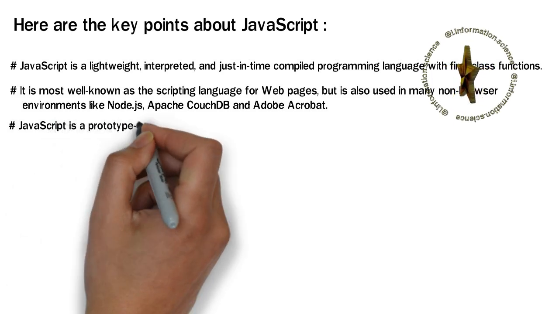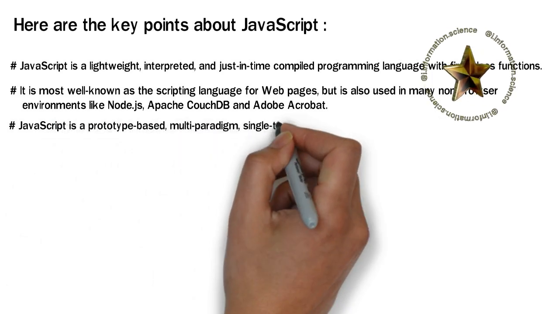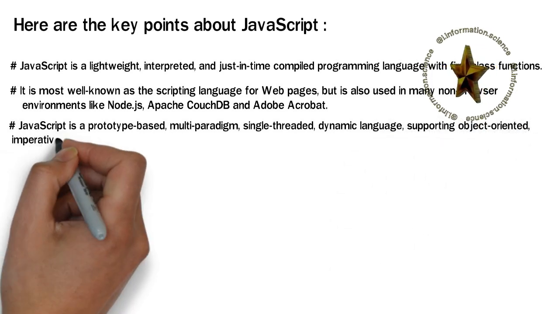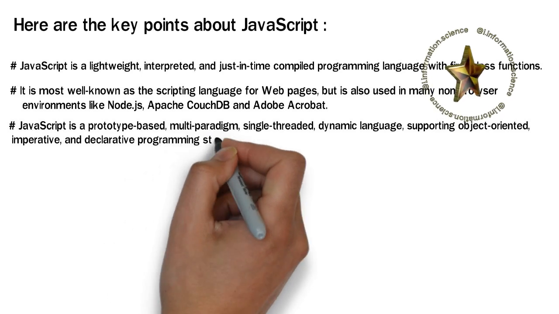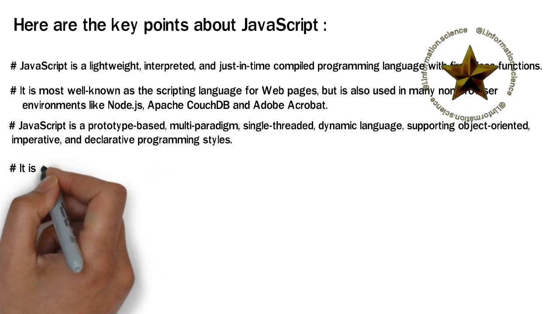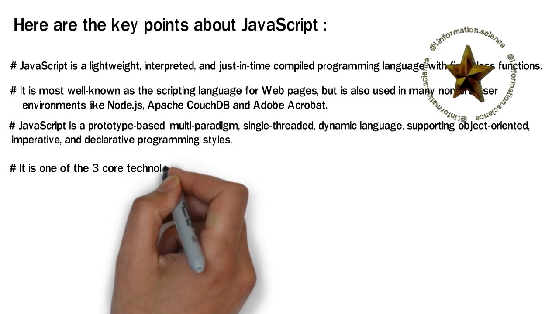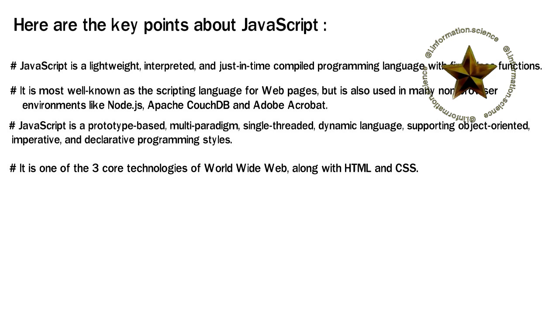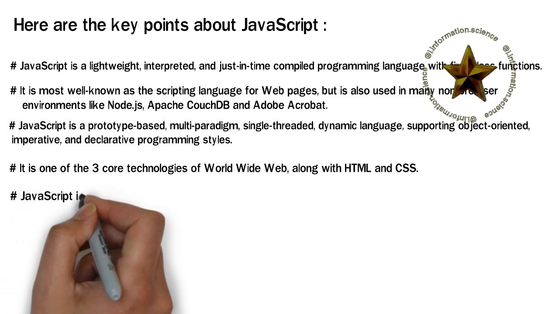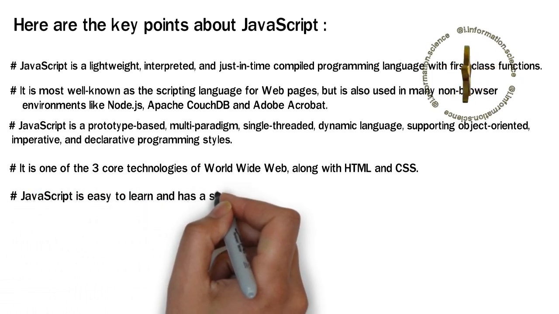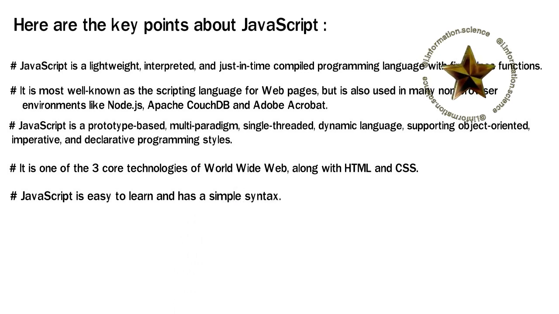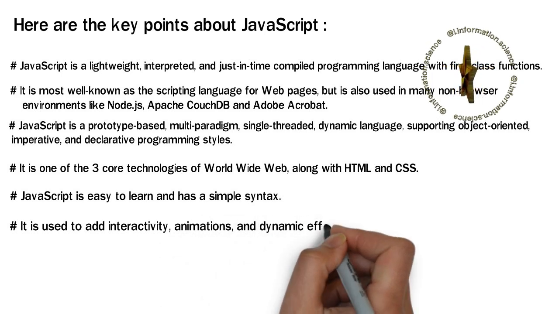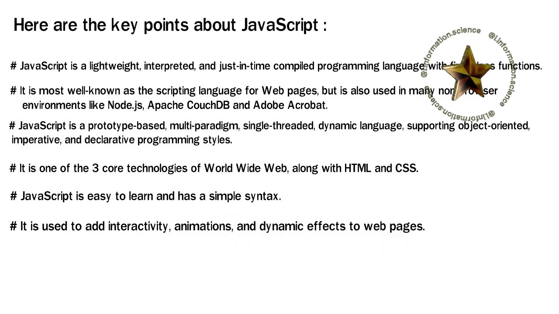JavaScript is a prototype-based, multi-paradigm, single-threaded, dynamic language supporting object-oriented, imperative, and declarative programming styles. It is one of the three core technologies of the World Wide Web, along with HTML and CSS. JavaScript is easy to learn and has a simple syntax. It is used to add interactivity, animations, and dynamic effects to web pages.